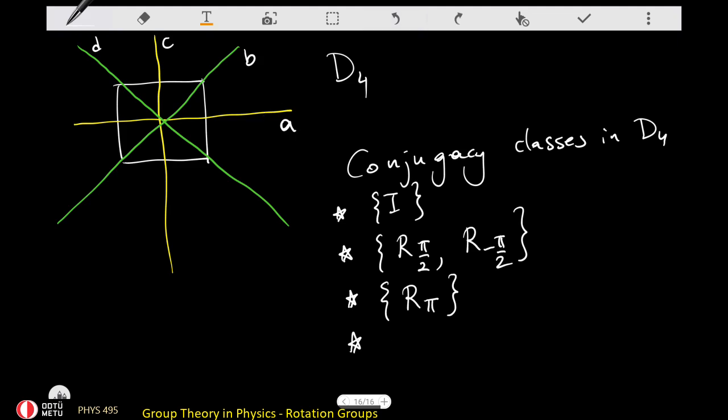So we can see that in here, for example, A and C are conjugate to each other, but A is not conjugate to B. And B and D are conjugate to each other. So as a result, in the dihedral group D4, there are 5 conjugacy classes. Keep in mind that this also implies that D4 has 5 different irreducible representations.